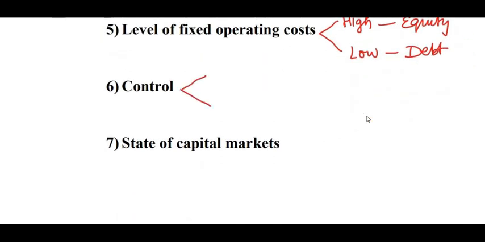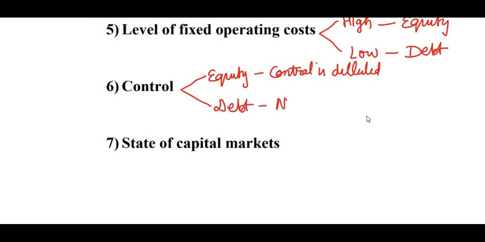Next is control. We know that if we issue equity shares, control is diluted. But if we issue debt, no dilution in control. So business has to see whether they are ready for their dilution of control or not. And here I have also mentioned, if you are facing takeover threat, it is better you should go for debt.